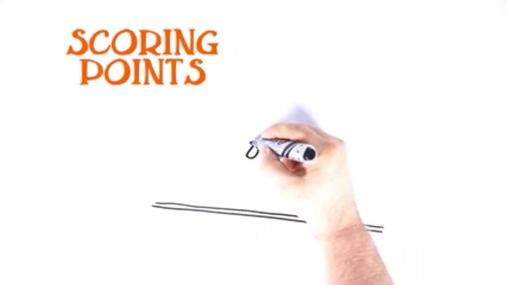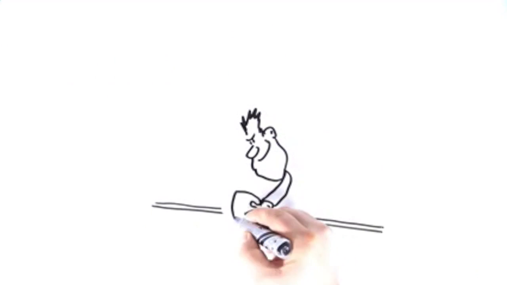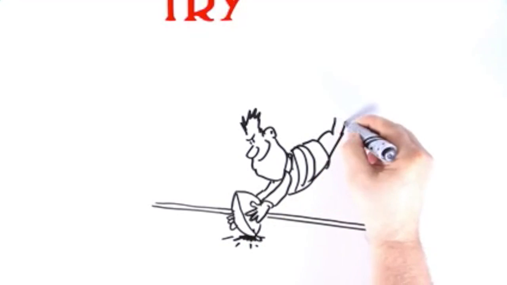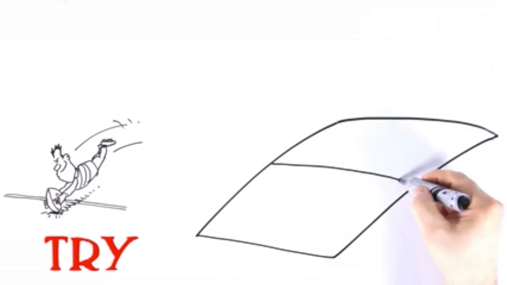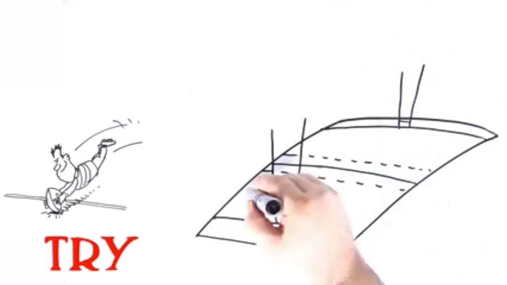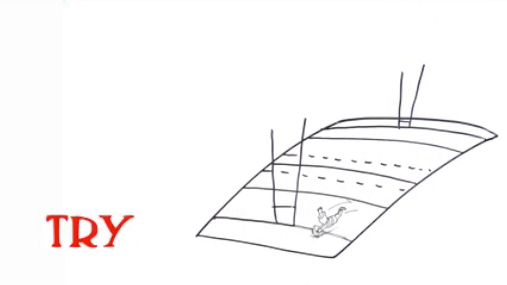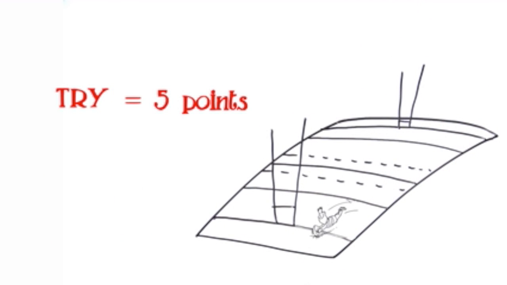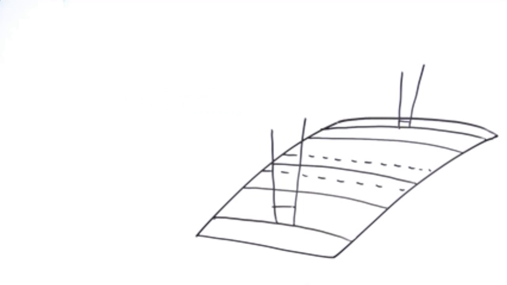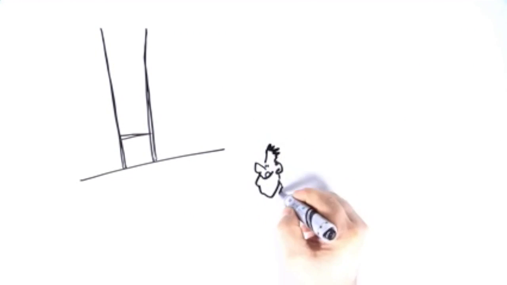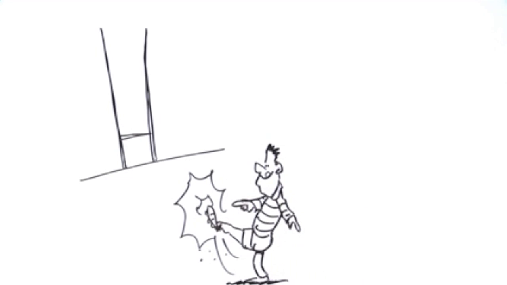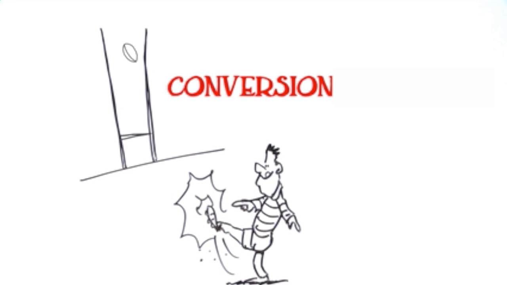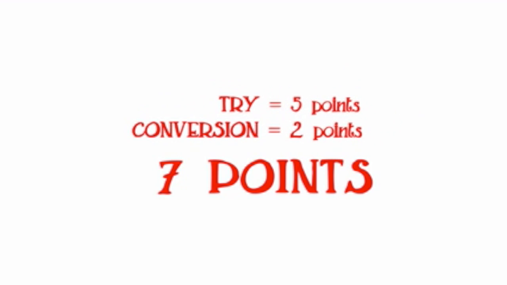There are several ways to score points. The most important way is to score a try. You score a try when you place the ball on the ground behind the goal line of your opponent. For this, you score 5 points. Because you scored a try, a member of your team may now kick the ball between the 2 vertical posts and above the crossbar. This is called a conversion. This is an extra 2 points, so together you score 7 points.